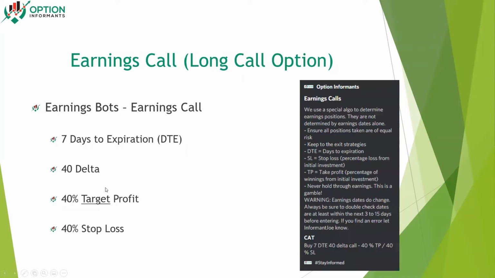And so in our EarningsBot, the way it's called out, at least in our Discord, it does look a little different on Twitter, but you don't have to memorize it because it's in the Discord, but this is what you'll see. You're looking for a contract that has around 7 days to expiration. You're looking for a 40 delta, and you're looking to target 40% profit, or you're going to stop out at 40% loss.